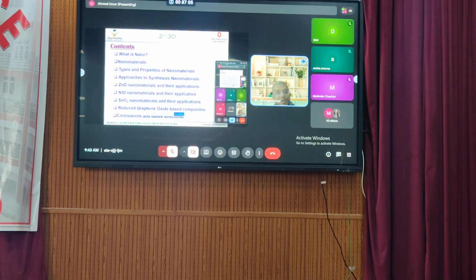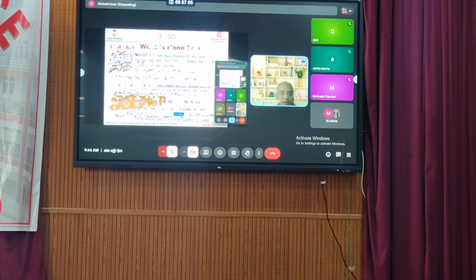Also we will discuss nanomaterials, the types of nanomaterials and their various properties. And then we will go to the approaches for how we can synthesize these nanomaterials. We will give some examples like zinc oxide, nickel oxide, and tin oxide nanomaterials, and we will explore some applications, specifically environmental remediation applications. We will also discuss some composites, including reduced graphene oxide-based composites, and finally we will discuss the future direction of nanoscience.